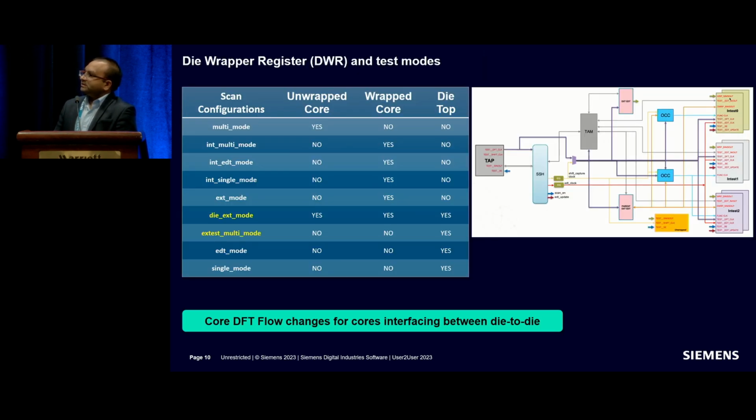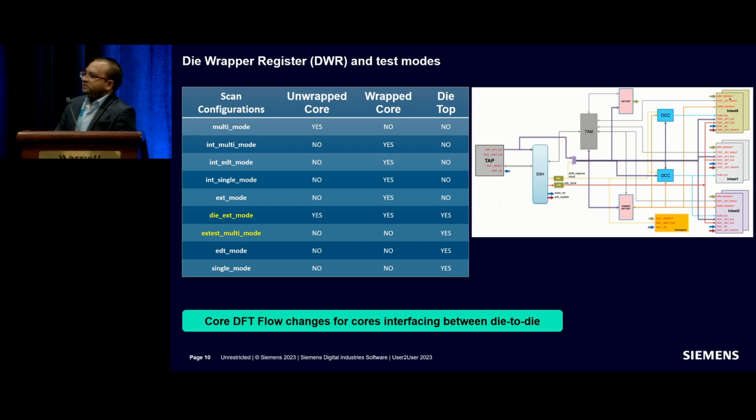The second part is the DWR and the various test modes. So this slide is kind of busy, but what I want to focus on mainly is these yellow lines in the table. So these are the new test modes for the scan chain that are being built to allow us to do the interconnect testing between the 2 dies. I can't really read it, but it's called die X test mode and the X test multi mode. So these allow you to test the interconnect of the die.